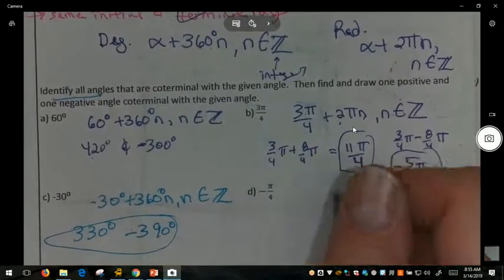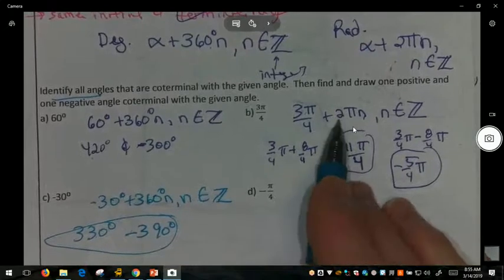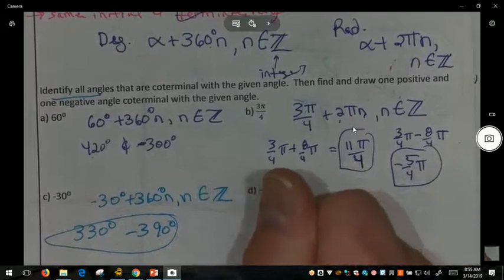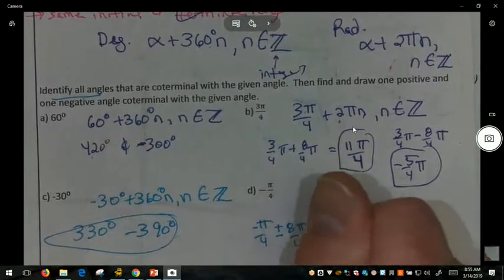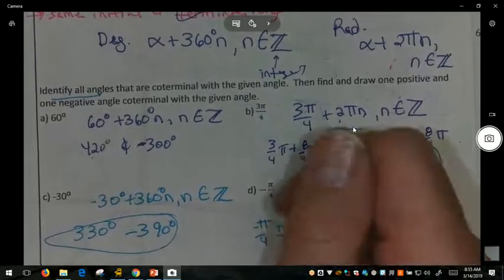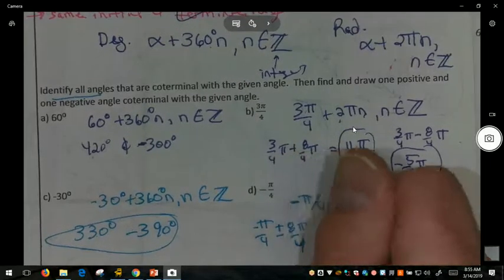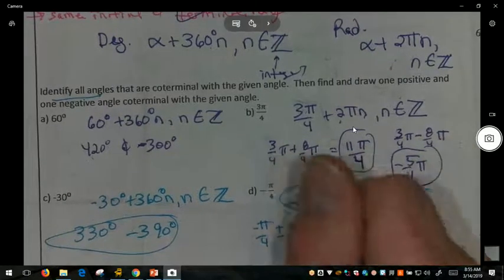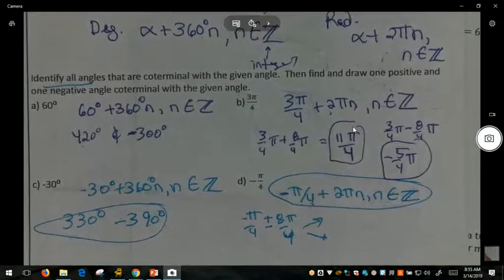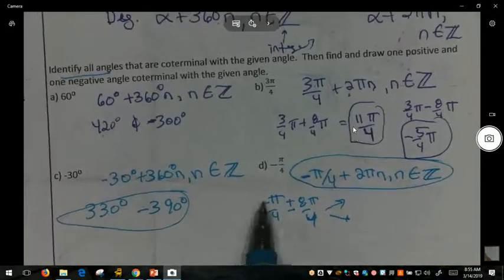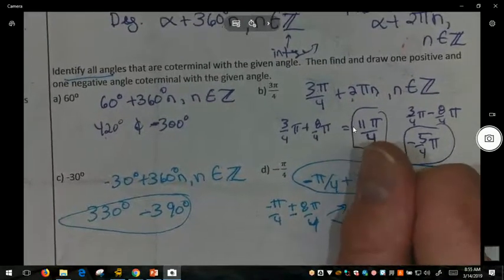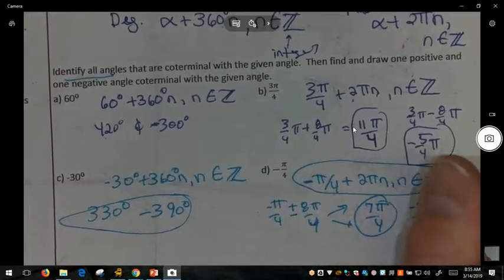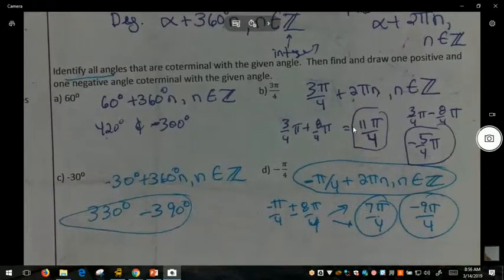For -pi over 4, again, since it's in terms of fourths, 2 pi would be 8 pi over 4. So I'll have to do -pi over 4 plus or minus 8 pi over 4 to get my two answers, my positive and my negative. But for my answer for all, -pi over 4 plus 2 pi n, where n is an element of the integers, gives me all possibilities. I'm just asked to list one positive, one negative. -1 plus 8 is 7 pi over 4 for my positive. -1 minus 8 is -9 pi over 4 for my negative angle.